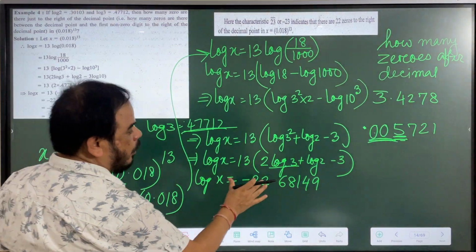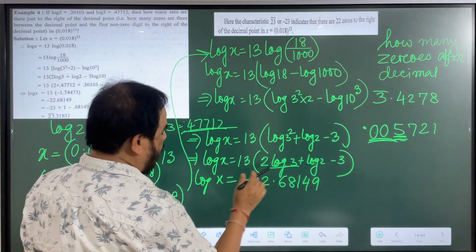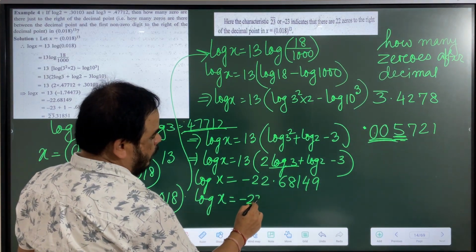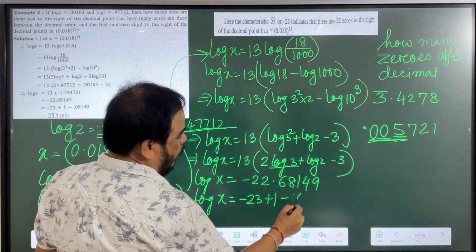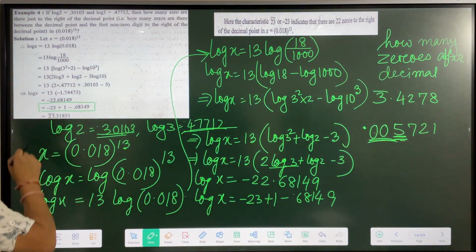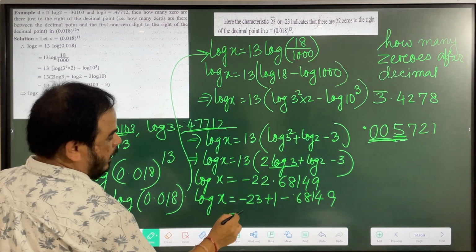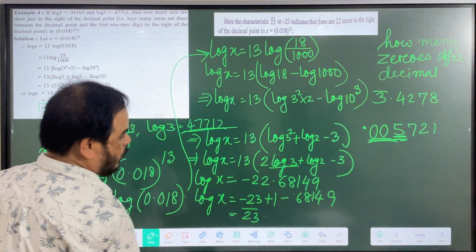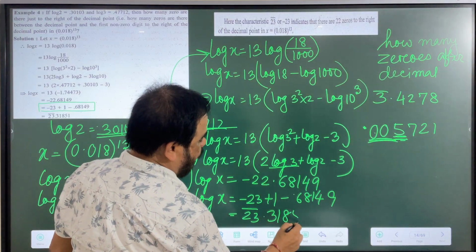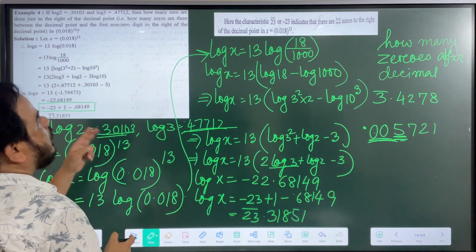Now since the whole number is negative, we have to make the decimal part positive. So log x is equal to minus 23 plus 1 minus 0.68149. That is what is written here. Then from 1, if we subtract 0.68149, we get minus 23, which means 23 bar point 31851. So we have got a value now. Log x equals 23 bar.